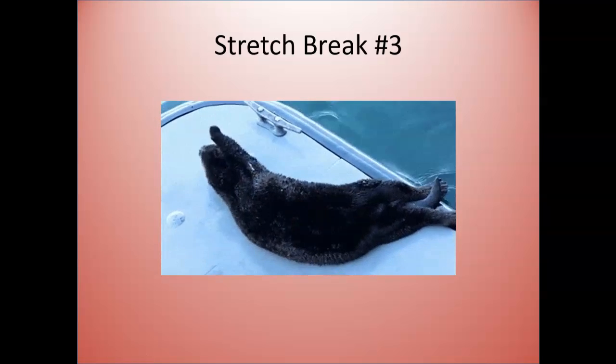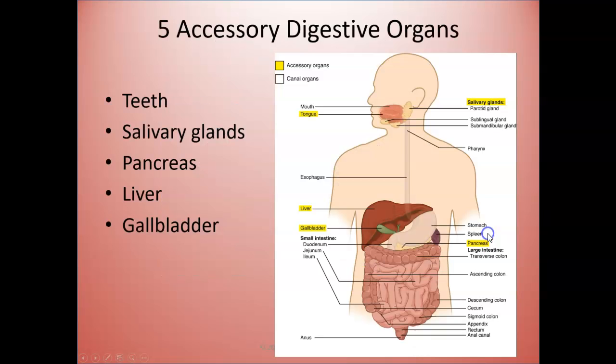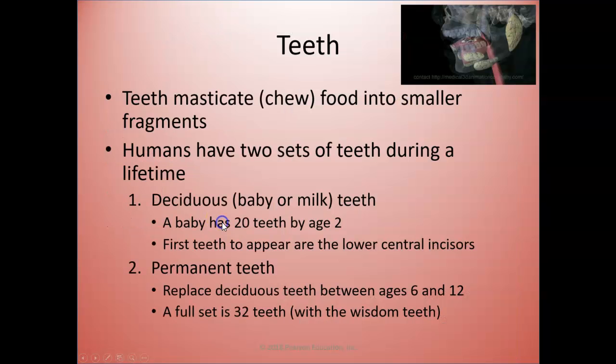All right, hello and welcome back to part 4 of the anatomy day 77. So we're going to continue on our last little bit with accessory digestive organs. So we've got 5 major things we're going to look at: teeth, salivary glands, pancreas, liver, and gallbladder. So we'll start with the teeth here.